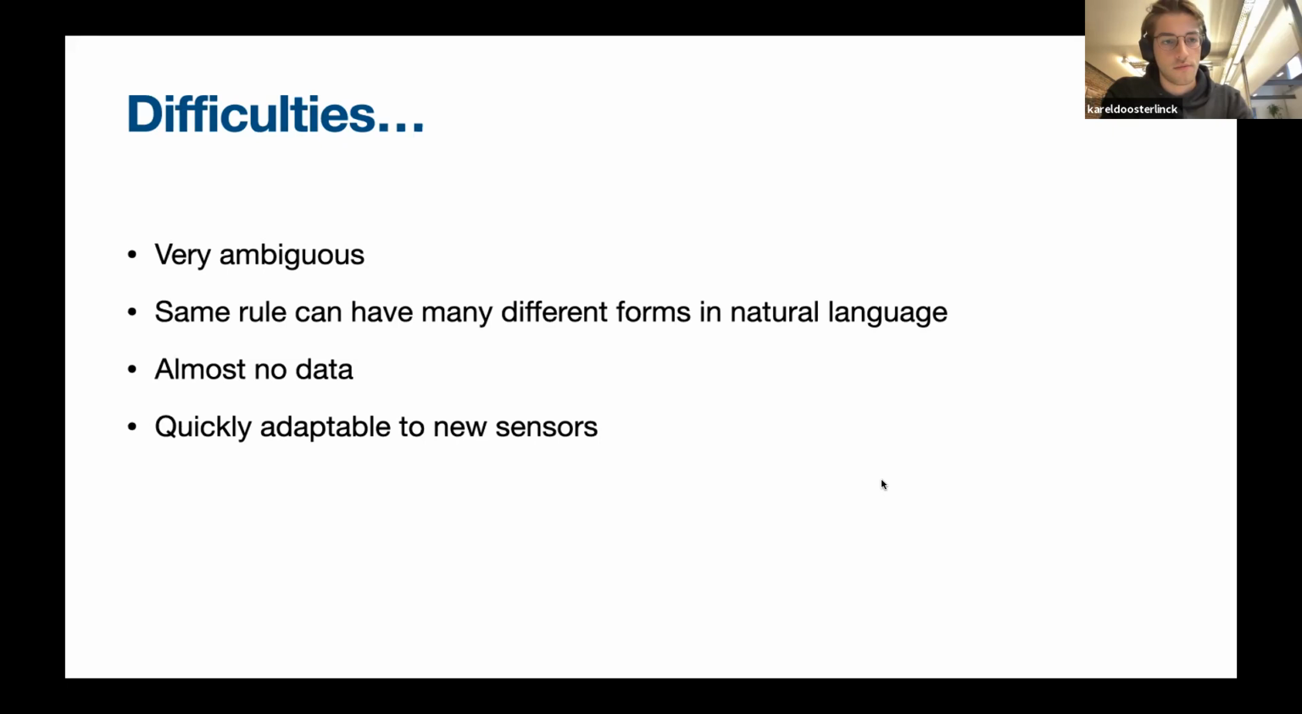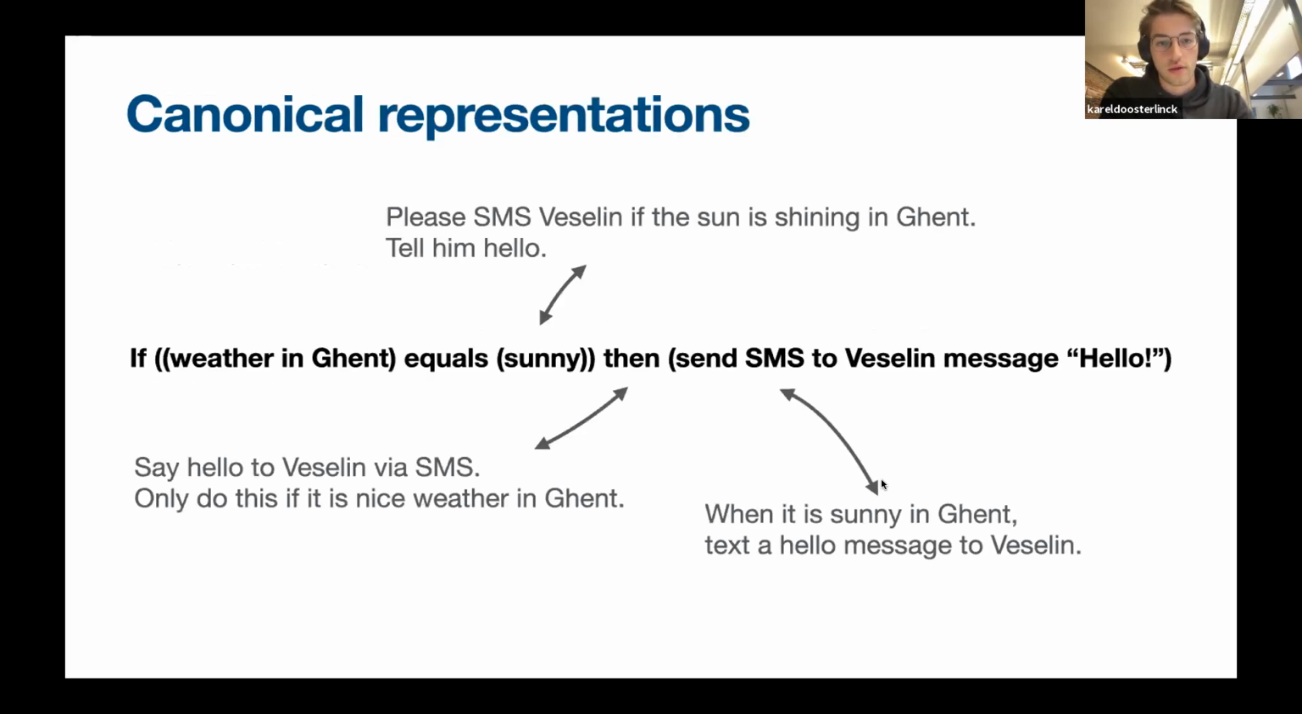So before I talk about my proposed solution, I would like to bring you up to speed with what I mean by a canonical representation. Here in green, we have 3 sentences which basically say the same thing. For example, please SMS Veselin if the sun is shining in Ghent, tell him hello. All these kinds of things. We can map this to a pseudo-English sentence, so English with some parentheses, that really captures the semantics of this rule: if weather in Ghent equals sunny, then send SMS to Veselin, message hello.